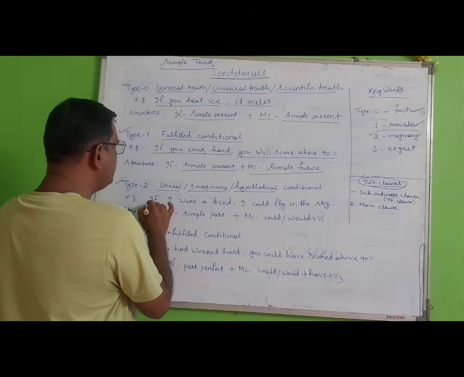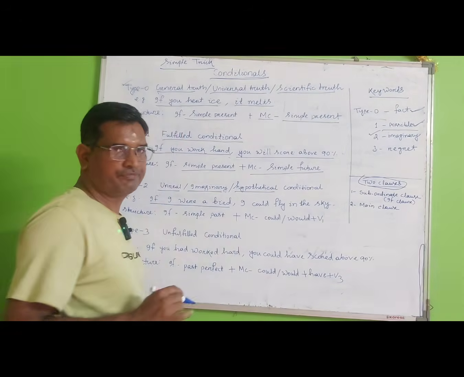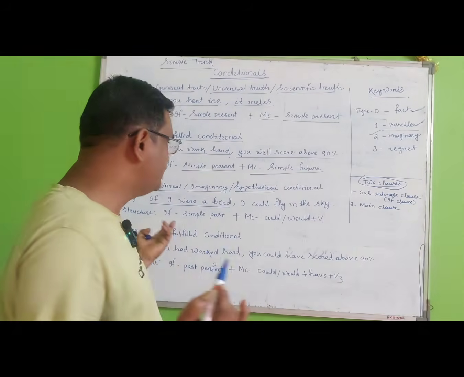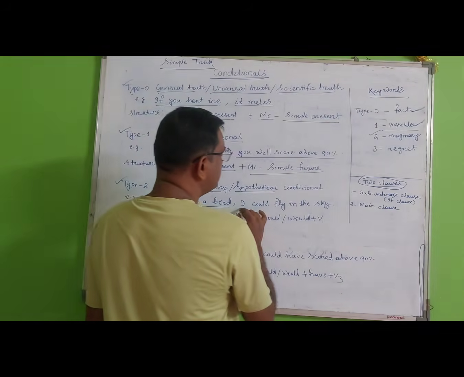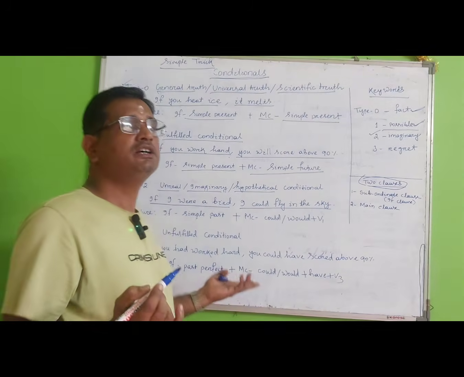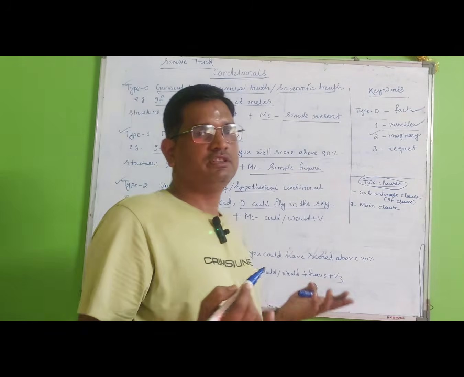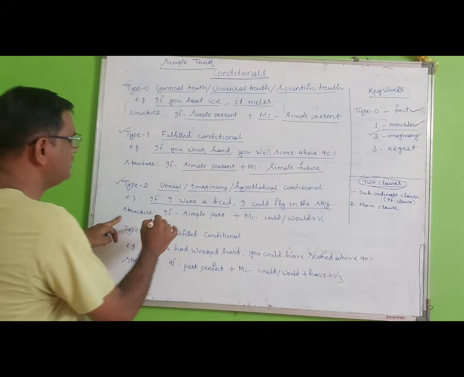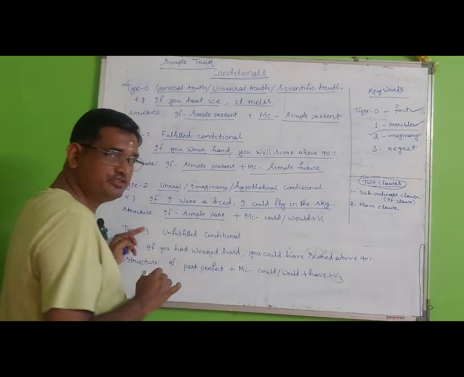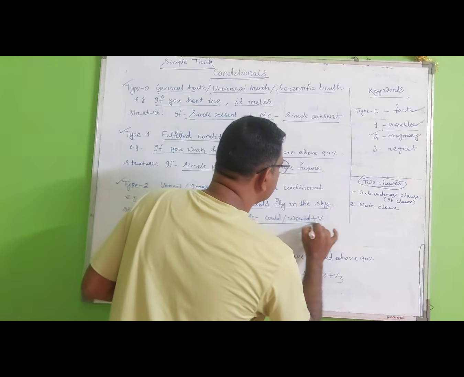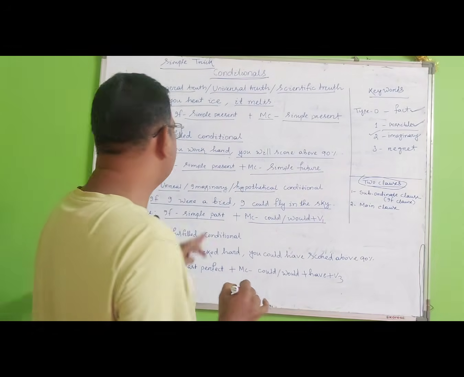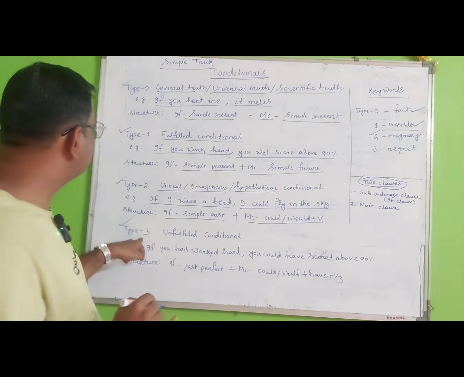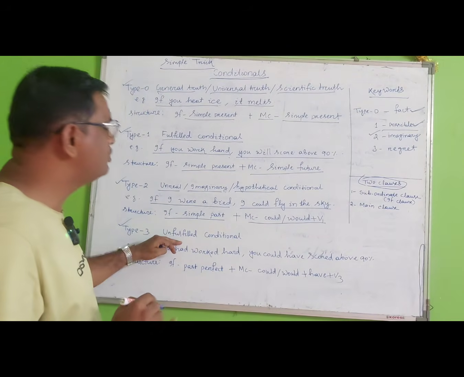So one example you see: if I were a bird, means if I had feathers, wings, clear? I could fly in the sky. It means I imagine this. That's why it is imaginary and it is under type 2. What is its structure? In the if clause you see simple past tense, and in the main clause it is could or would plus verb 1.